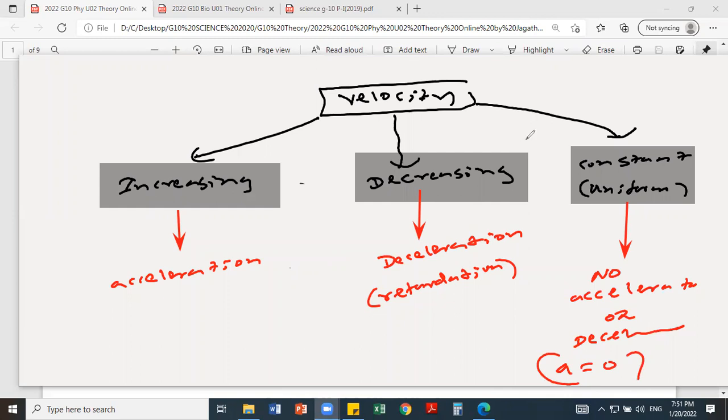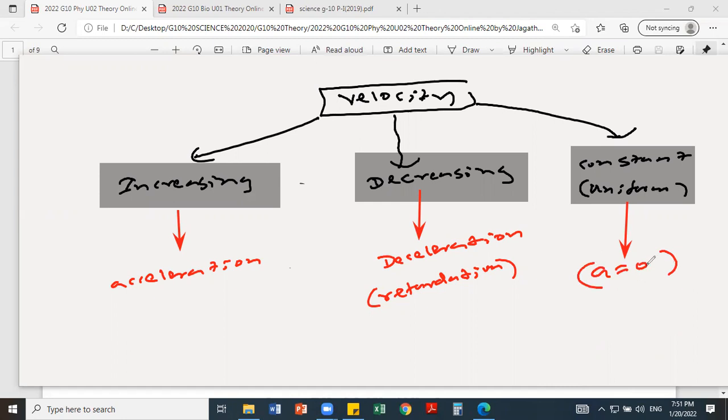Acceleration is zero. Now look at the screen. I'll make a small sketch of this graph also. Look at the screen, everyone. We got it like zero. That means no change. Acceleration, I put here a equals zero. A for acceleration. No acceleration or no deceleration. If I represent this graphically, look at the screen now.